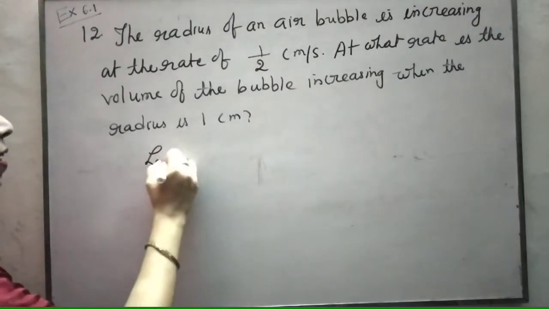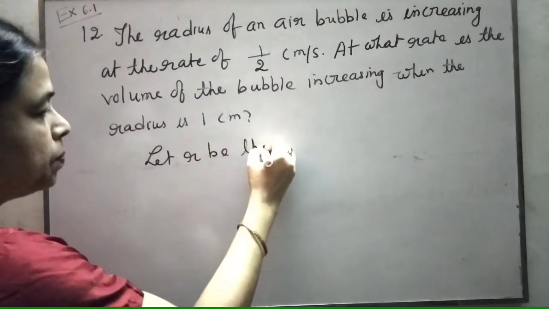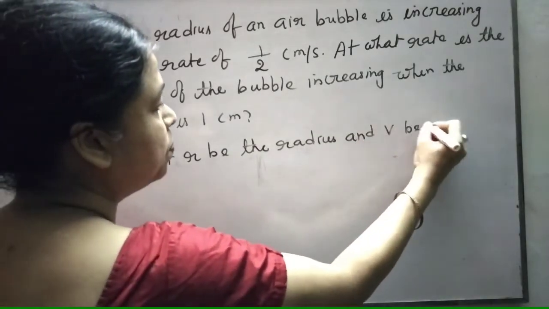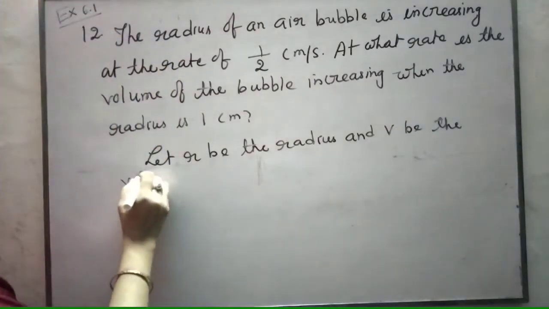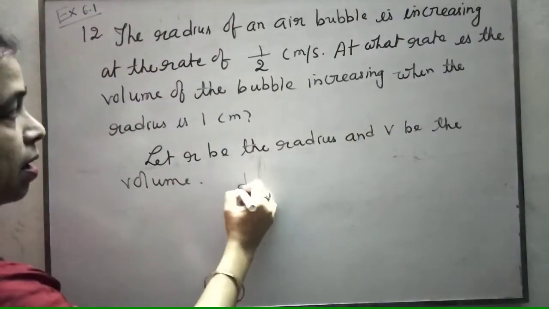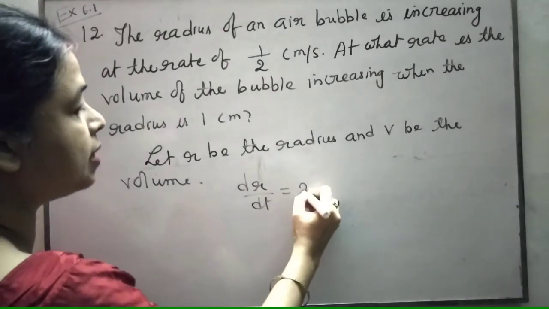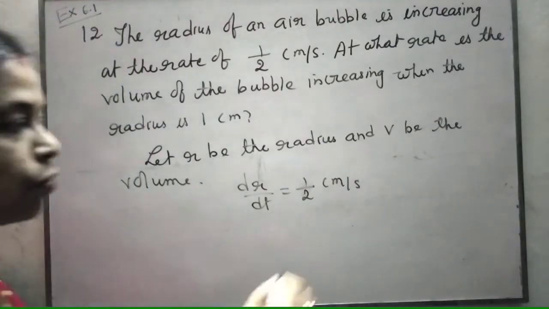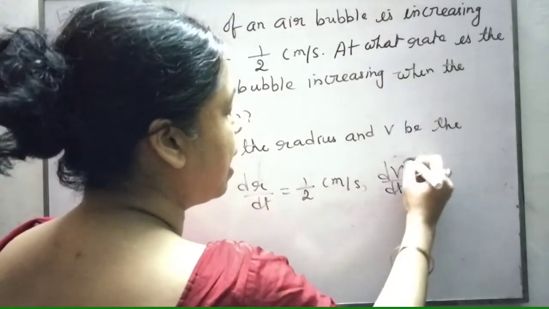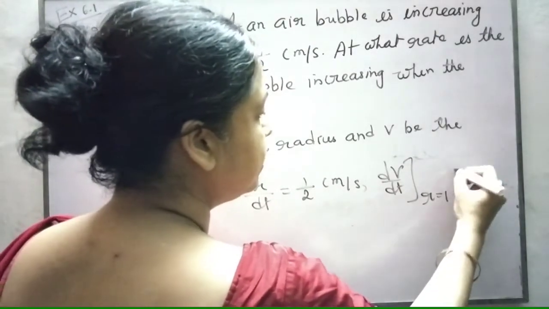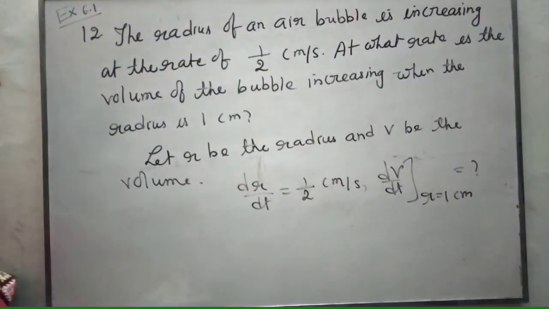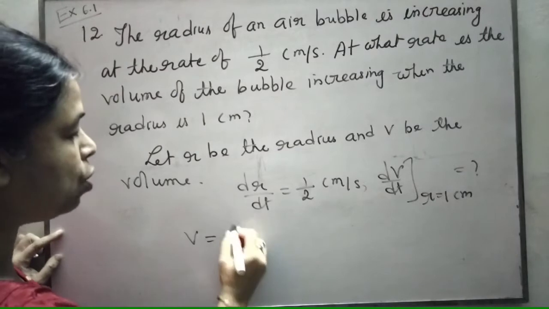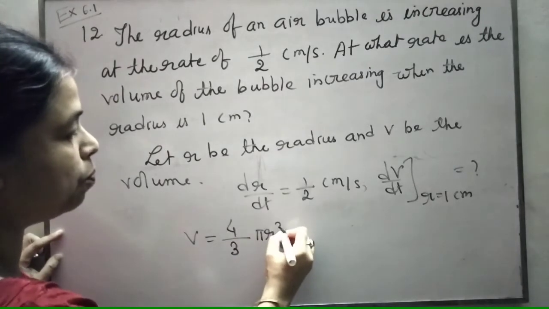As earlier, let R be the radius and V be the volume. What is given? dr/dt is given as half centimeter per second. What is to find out? dV/dt at the instant when r is equal to 1 centimeter. Hope you understand what formula we have to use. Yes, we are going to use the formula of volume. Volume is 4 by 3 pi r cube.